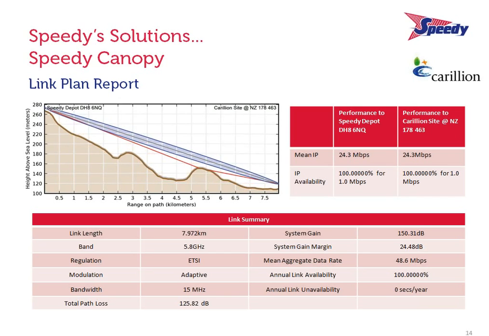This is a typical example of a link report which is produced for every Canopy request to establish if the solution is available for the requested site. As you can see, this one was a 100% link where we have achieved nearly 24.3 megabit per second throughput, and the distance from the Speedy depot to site is 8 kilometers.